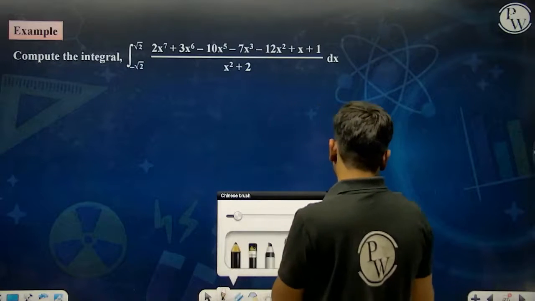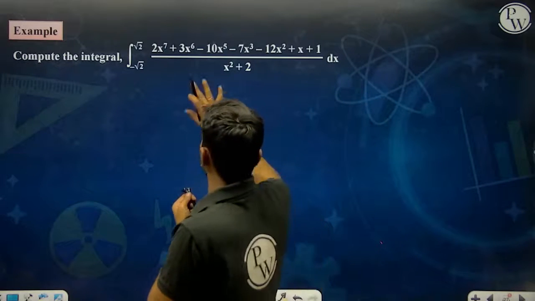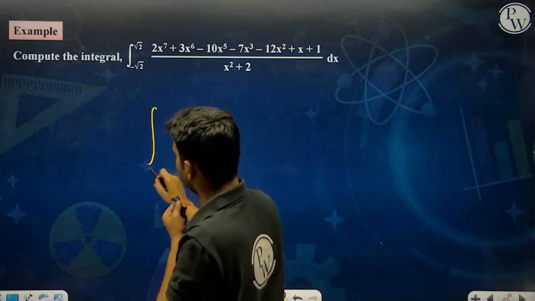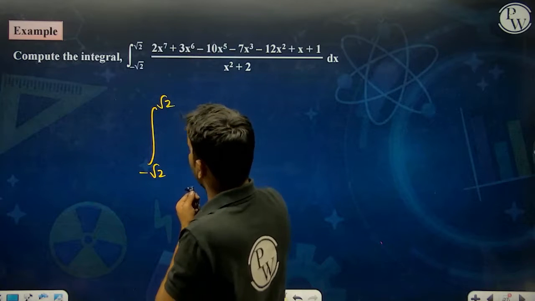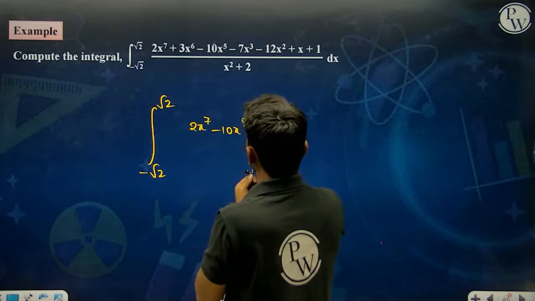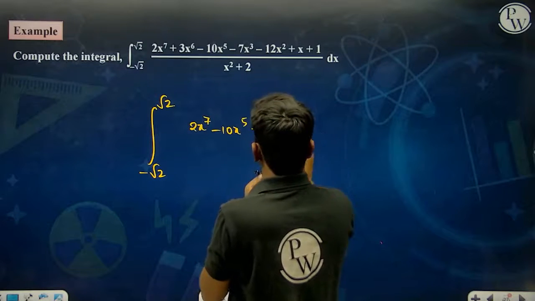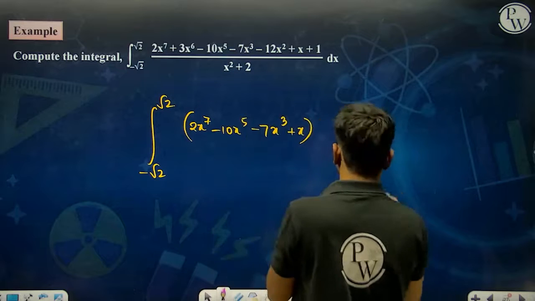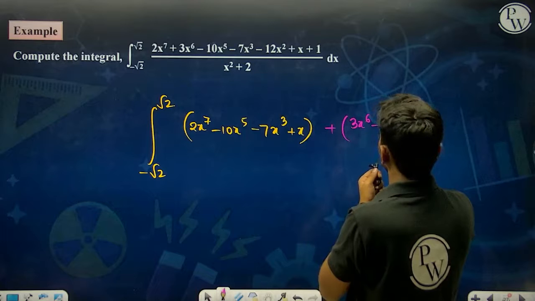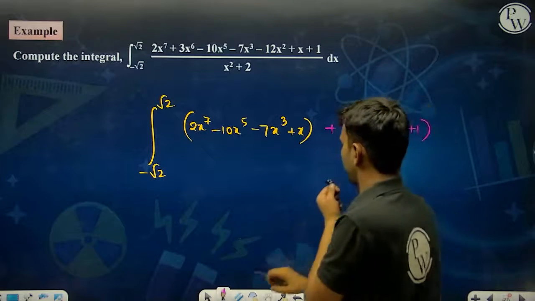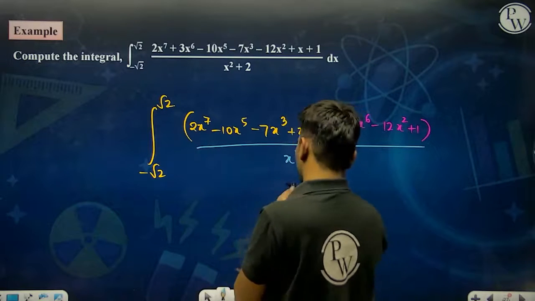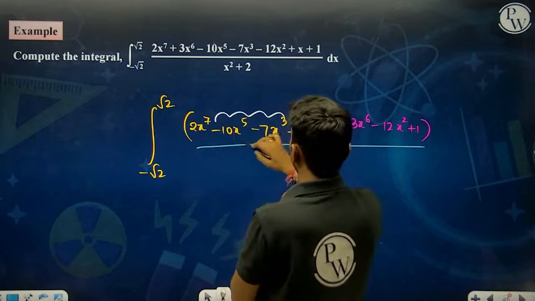Whenever you see minus a to a, understand that some part in the integrand can be even and some part can be odd. So whenever we see minus a to a, we have to collect the even parts together. This is going to be the odd part, plus this is going to be the even part. We are not concerned about the denominator. This is odd, so that's why it has to be 0.